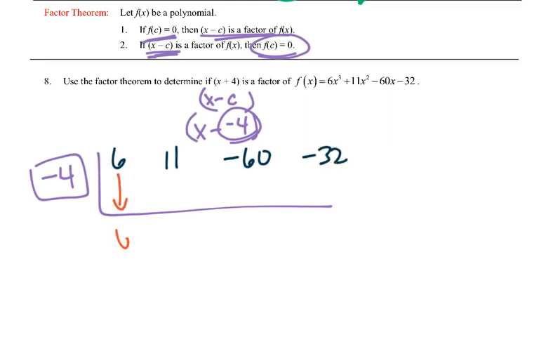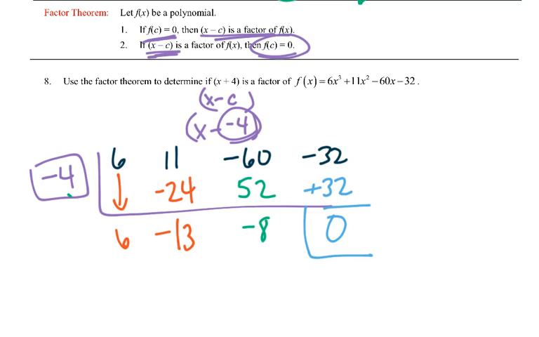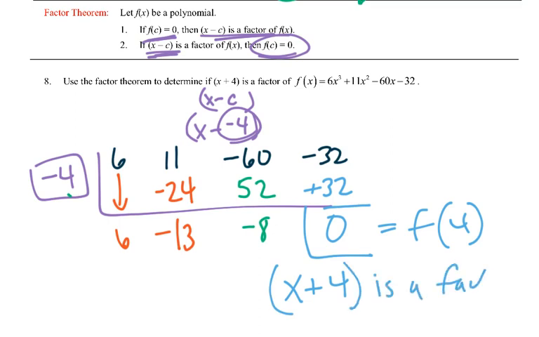Bring down my leading coefficient. Negative 4 times 6 is negative 24. 11 plus negative 24 is negative 13. Negative 4 times negative 13 is equal to 52. Negative 60 plus 52 is negative 8. Negative 4 times negative 8 is positive 32. Negative 32 plus 32 equals 0. My remainder is 0. So therefore, x plus 4 is a factor. It divides evenly into our polynomial.